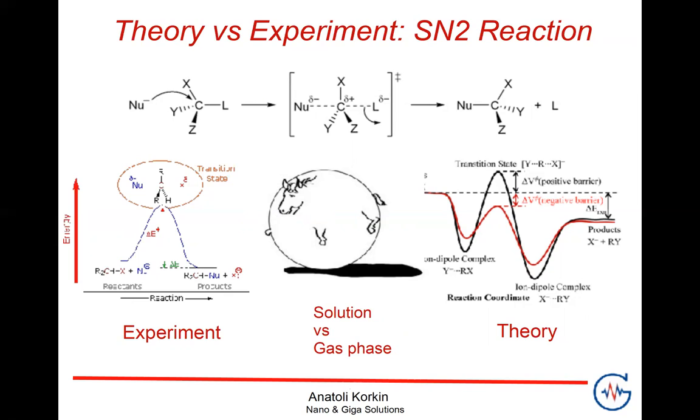Okay, so when the first quantum calculation of this reaction started, they obviously used only the molecules themselves, without solvent. And the calculation showed that there is almost no barrier, and there are two energy gaps on both sides of the reaction, on the reactant side and on the product side.